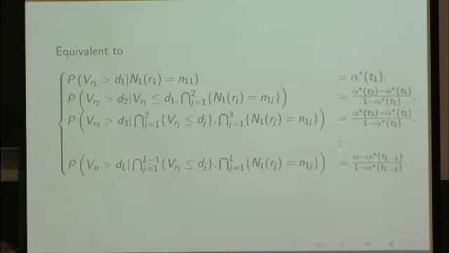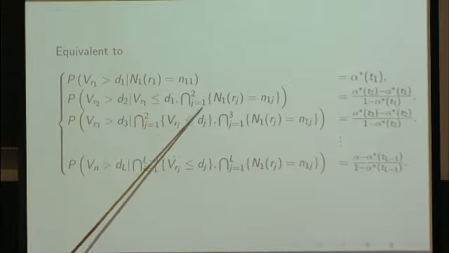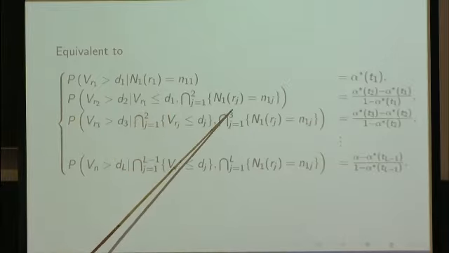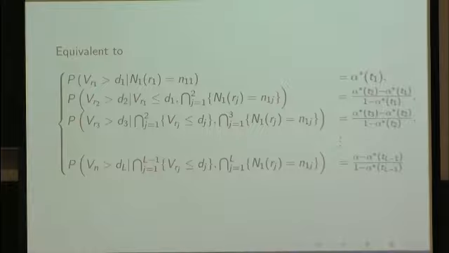And you can show that this is equivalent to this formulation here, where you now have these intersections that n1 is equal to little n1. And now we can actually do something with this because we can find the exact distribution of these sequentially computed test statistics conditional on these conditions.